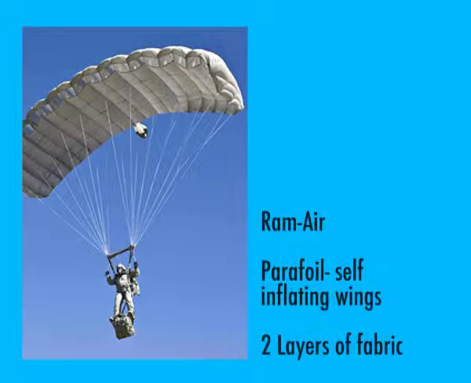Next we have the Ram Air. It is the most modern of parachutes because they have self-inflating Ram Air airfoils known as parafoils that provide control of speed and direction. They also have 2 layers of fabric, top and bottom.